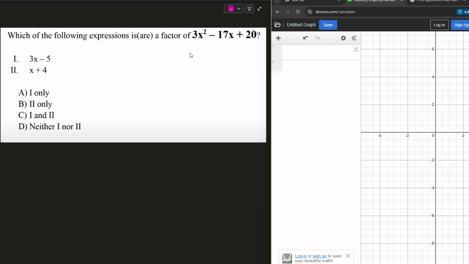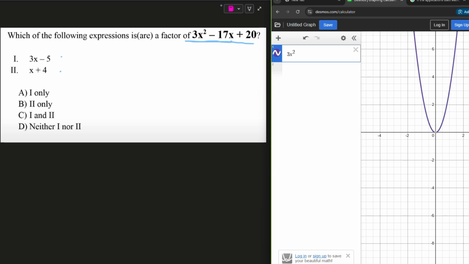And now, this is our last question of the day. It touches the topic of factors. You can actually solve this question using Desmos, and it's really, really easy. All you have to do in this case is just plug in the equation that you're given and look at the roots. That's all you need to do in this case.